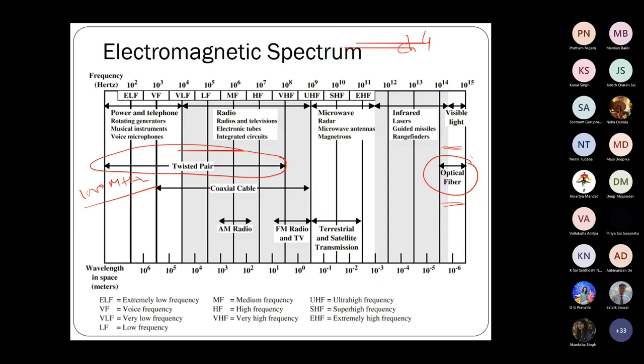So that kind of immediately tells you, if I want to pass very high frequency signals, then I will go for an optical fiber. I'll summarize at the end. Whereas if I want to pass low frequency signals, again low is a relative thing, I'll use twisted pair.